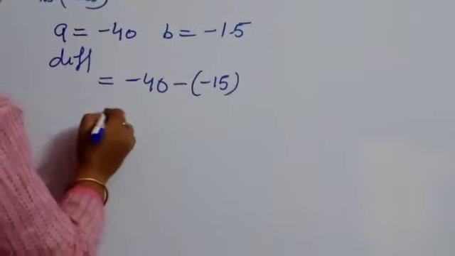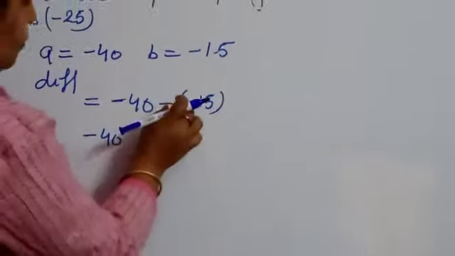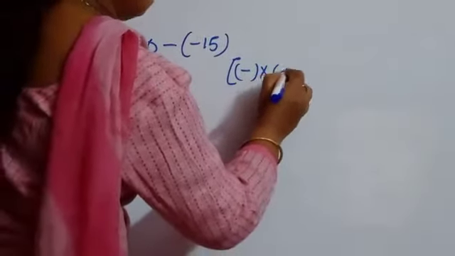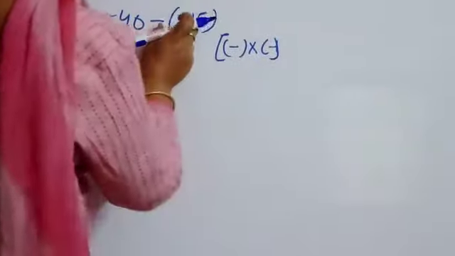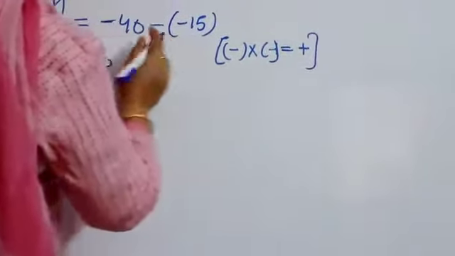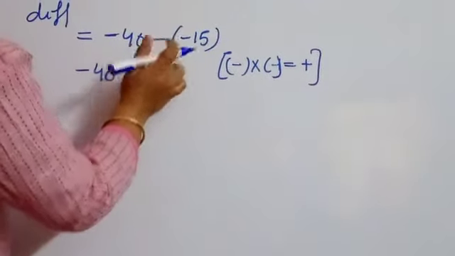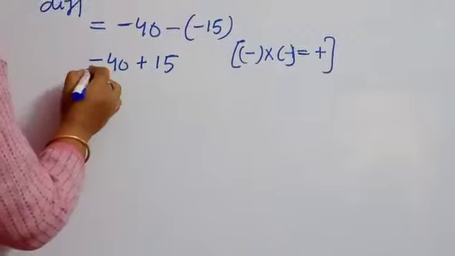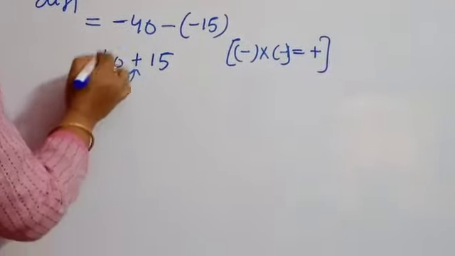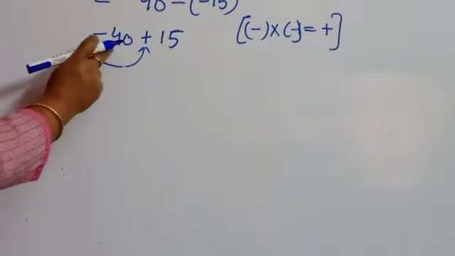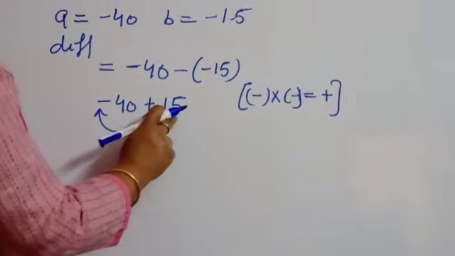What will happen? Minus 40, then minus into minus for the second, opening this bracket. What will come? Plus. So in place of these two signs, I will write plus 15. Now I am making arrows here so that you may understand. These are the rules of addition and subtraction of integers that will be applied.